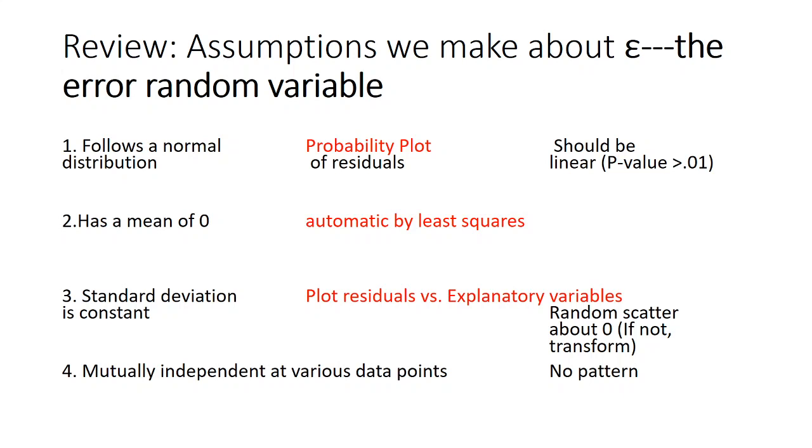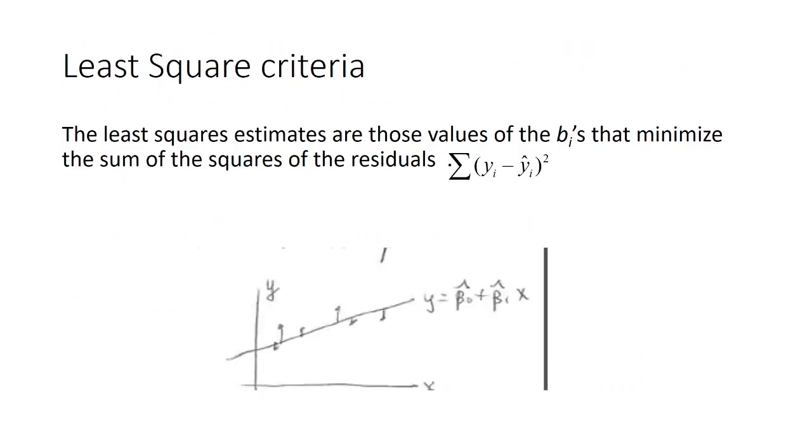And we look at a probability plot of the residuals. We don't have to check the mean being 0 because that's automatic by least squares. And remember, the least squares criterion is that the least squares estimates are those values of the b_i, those are the estimates of the betas, that minimize the sum of the squares of the residuals. Summation of y_i minus y_i hat. The y_i hat is your line, and there's a little picture of that. I think I chopped off the y hat there.